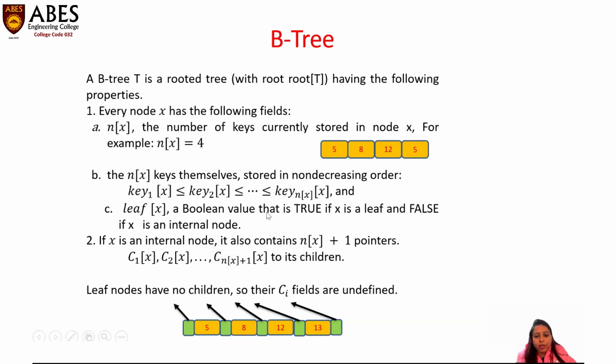Leaf of X is a Boolean value that is true if a particular node is a leaf node, and if X is an internal node, then this value is false. If X is an internal node, then it can contain N of X plus 1 pointers: left of 5, between 5 and 8, between 8 and 12, between 12 and 13, and after 13. Leaf nodes have no children, so their child fields are undefined. These have been arranged in non-decreasing order.